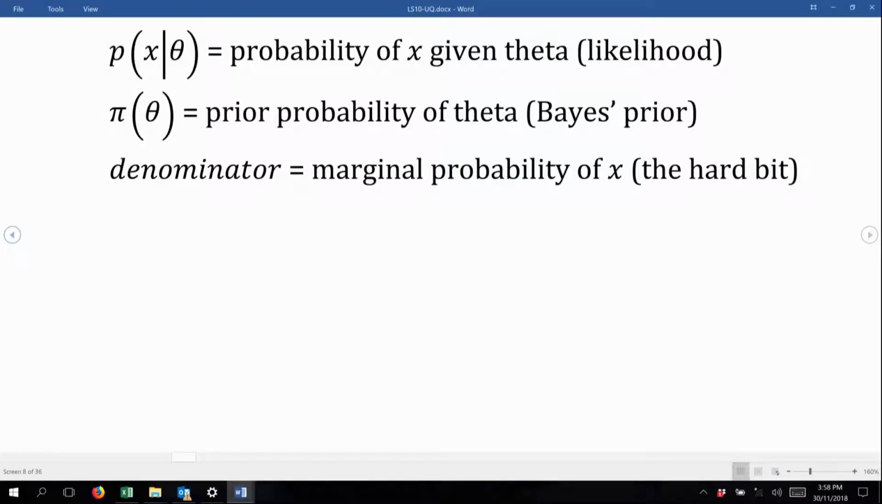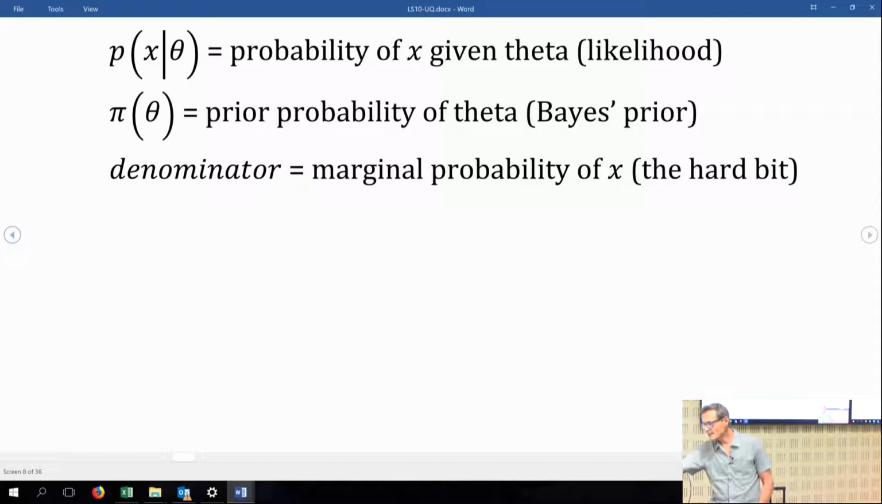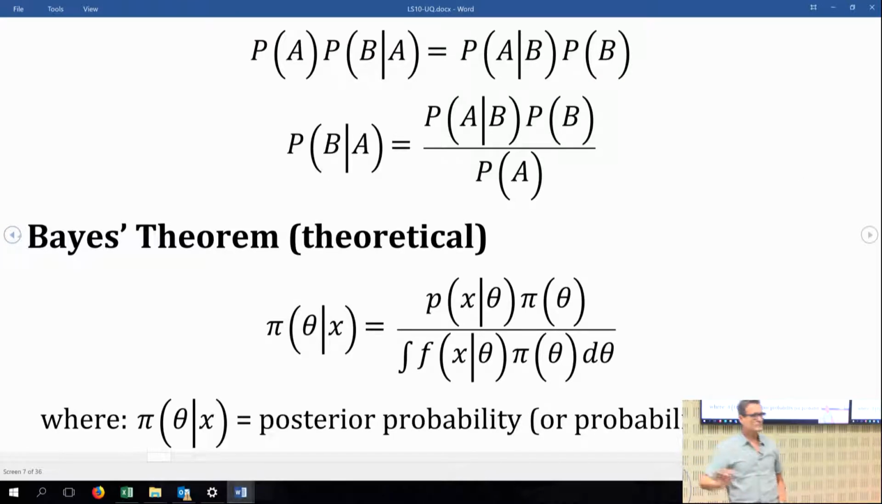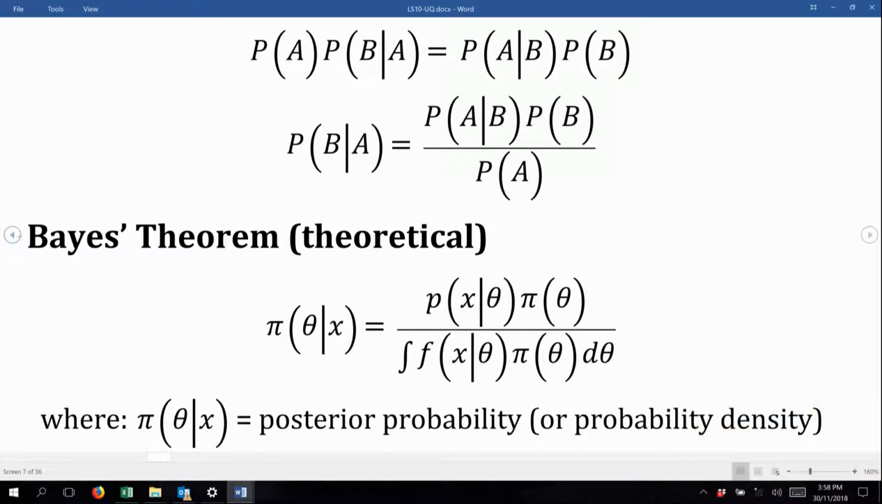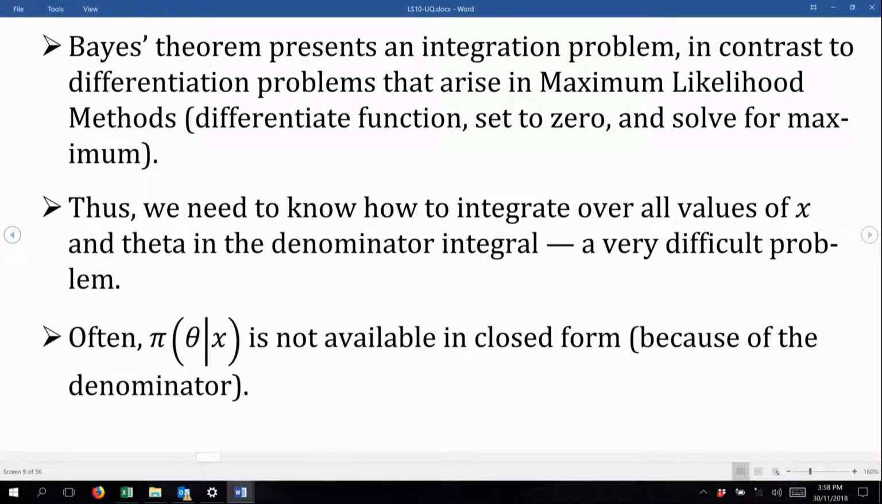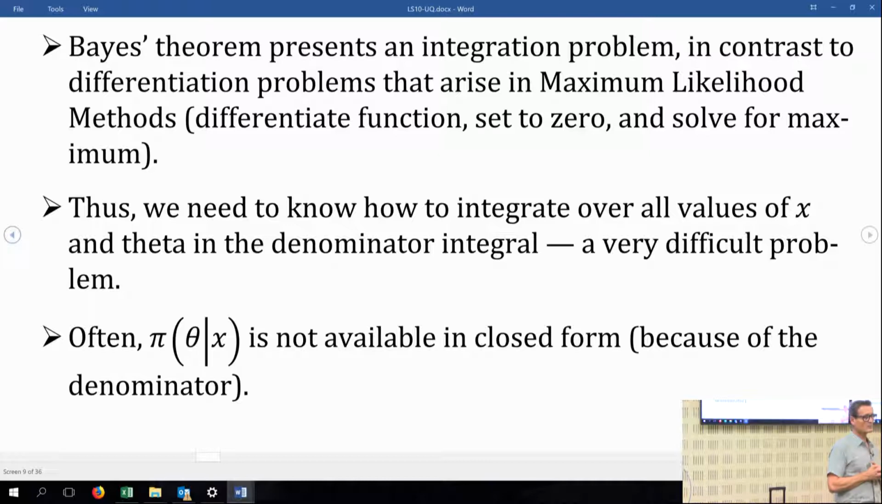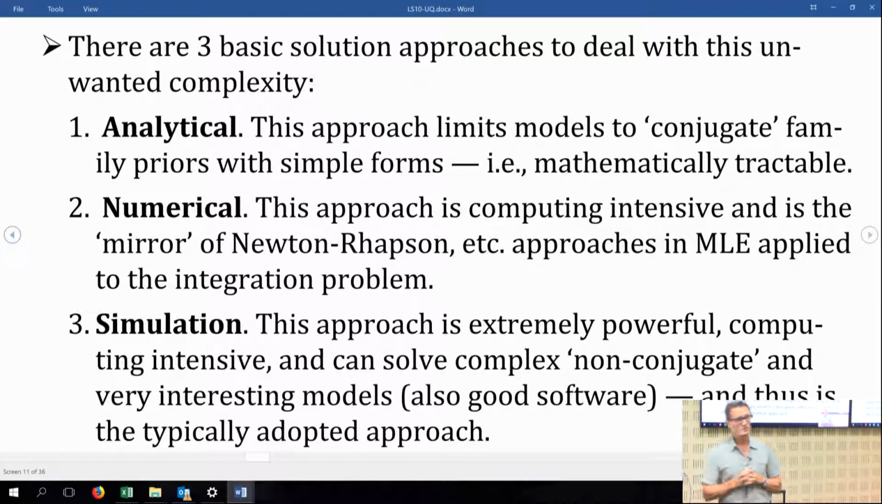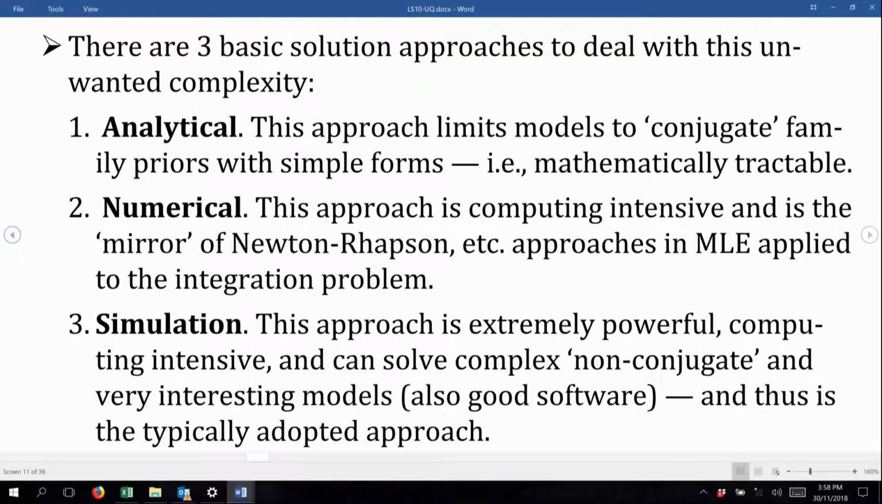The problem is we have this ugly denominator, and it's the marginal probability of x. The denominator in this Bayes theorem has been the problem, and the reason why we haven't had Bayes theorem working in computational models for a long time. We don't have an easily closed form solution to solve that denominator. It's an integration problem, and it's a very difficult computational problem to solve. So what we've done is there's generally three approaches to solve that denominator. One is an analytical approach.